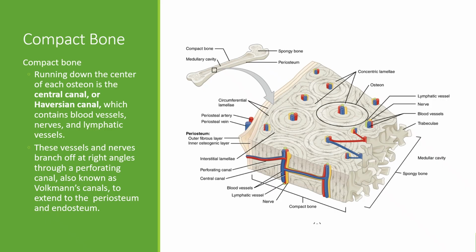Again, blood vessels, lymphatics, nerves, all that sort of stuff are found in there. The blood vessels and nerves are going to branch off of that central canal at right angles, and they're going to go through the perforating canal. The alternative name for perforating canal is Volkmann's canal. Again, that is somebody's name, so if you want to use that, make sure you capitalize it. Those are going to extend out to the periosteum and in the other direction to the endosteum. Near the bottom of this picture, you can see the central canals going up and down, and the crossbars in between them are your perforating canals, or Volkmann's canals.